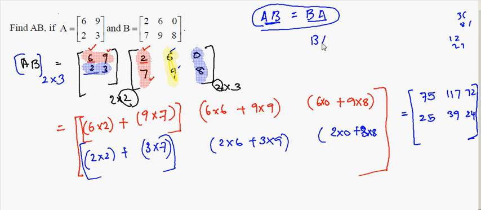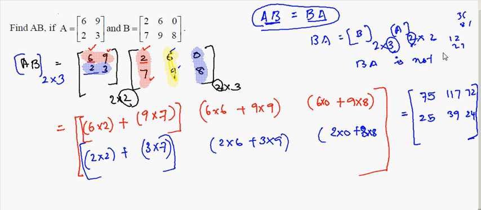If we have to find BA, what will be the thing? B means write the matrix B first, multiply it with A. So the order of B is 2 by 3 and the order of A is 2 by 2. Since 3 is not equal to 2, therefore BA is not defined. Hence, you cannot multiply BA, so it is not commutative.